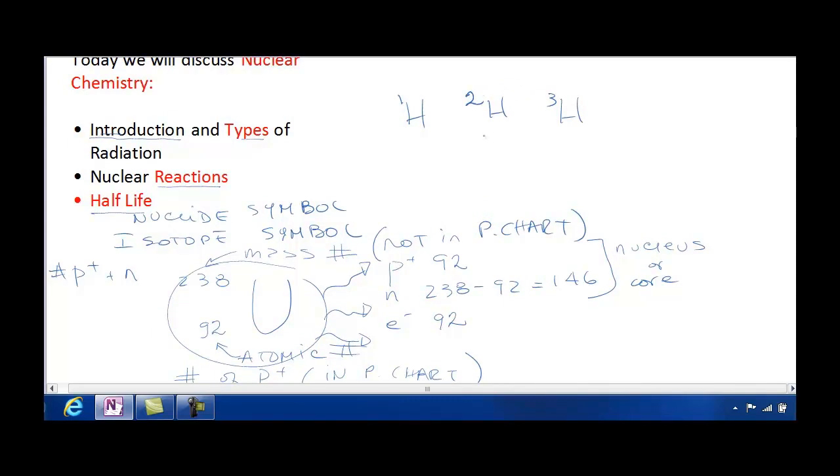And hydrogen 2 is deuterium. This fellow is hot. Hydrogen 3 is tritium. That guy is hot as well. So they're radioactive. Okay, but there are some other elements of hydrogen, the most abundant one, hydrogen 1, that is not radioactive. Okay, so some elements appear in more than one isotope. Some of these isotopes may be radioactive.